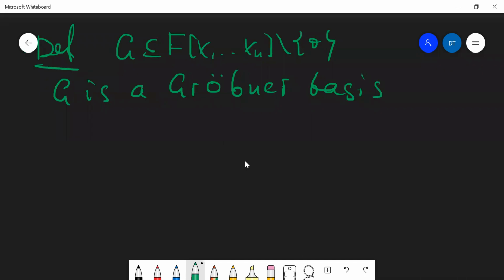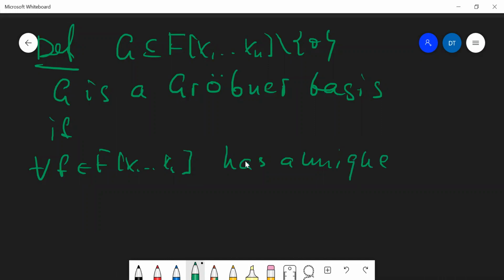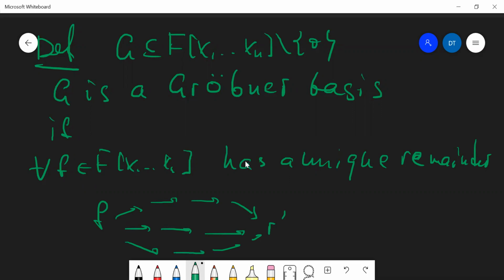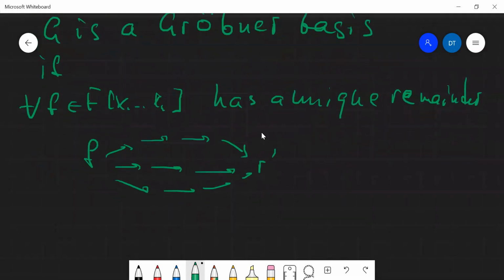G is called a Gröbner basis if every polynomial has a unique remainder, which means that if you consider any sequence of reductions, they lead to exactly the same polynomial every time you make a reduction.